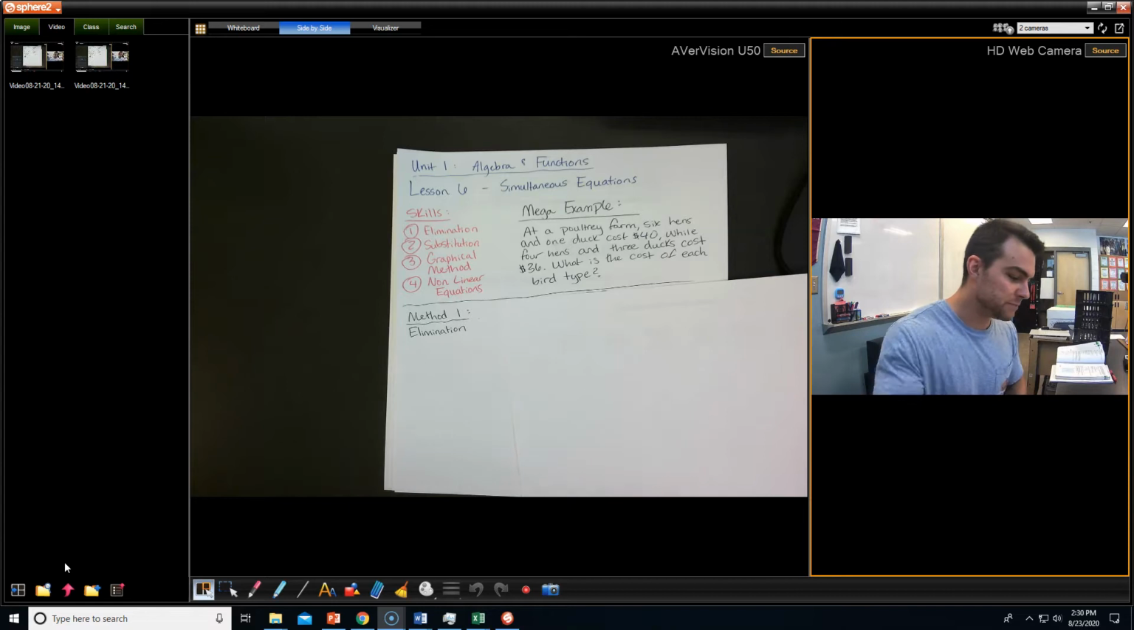At a poultry farm, 6 hens and 1 duck costs $40, while 4 hens and 3 ducks cost $36. What's the cost of each bird type? So we're going to first start out with elimination, and we're going to try and solve this bad boy.